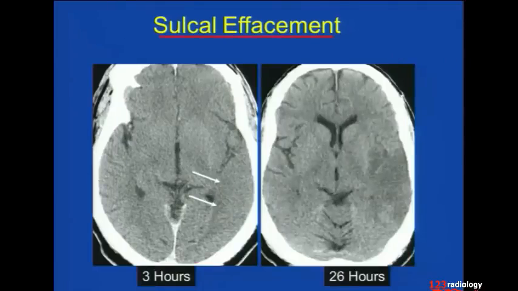But nonetheless, here's this patient at 26 hours, and you can see not only the sulcal effacement, the narrowing of the Sylvian fissure, but there's a large infarct, including involvement of the insula. So if I saw this finding, I would be looking carefully for a hyperdense artery in the middle cerebral artery, because this is the middle cerebral artery territory.